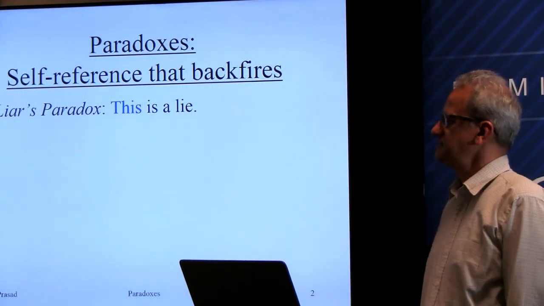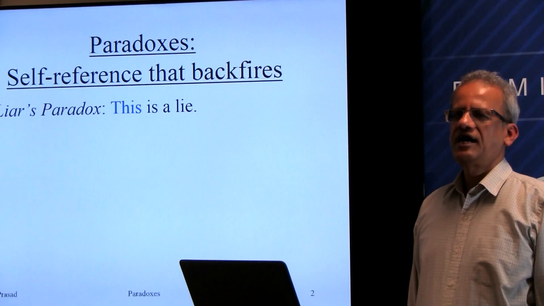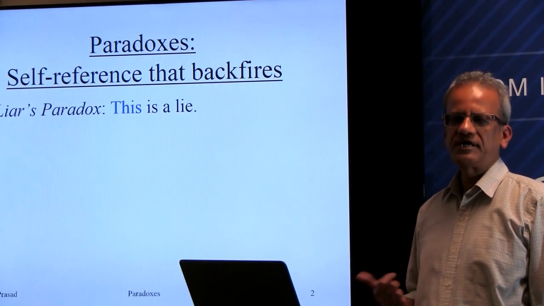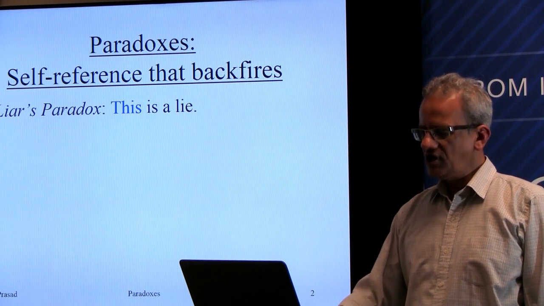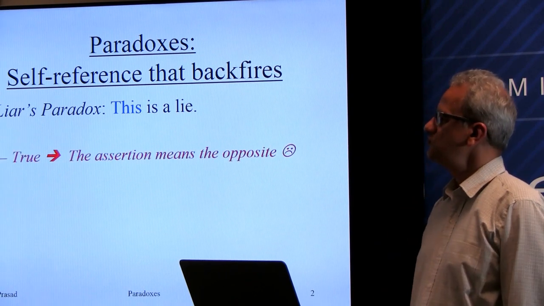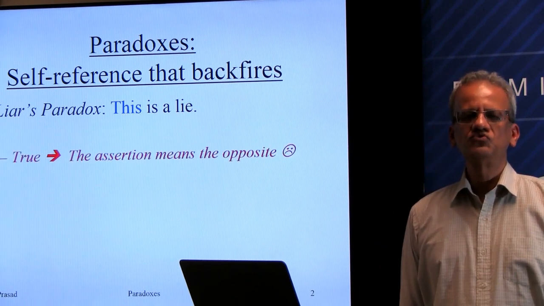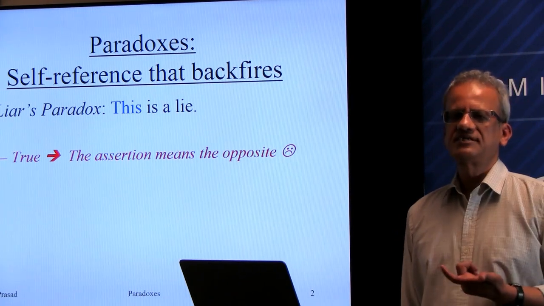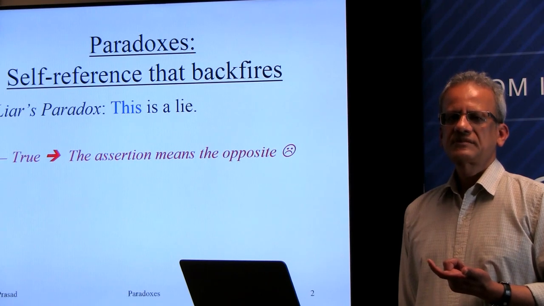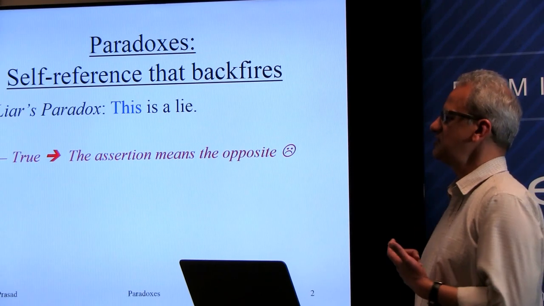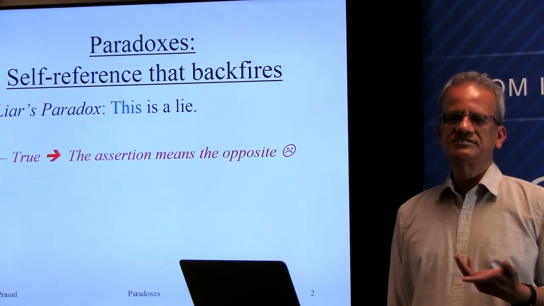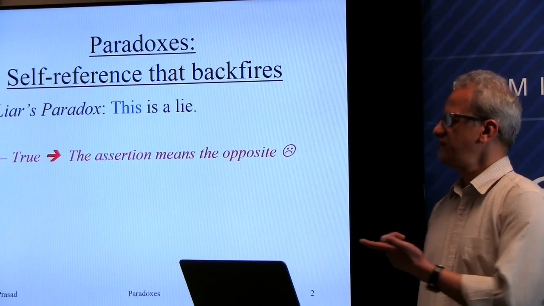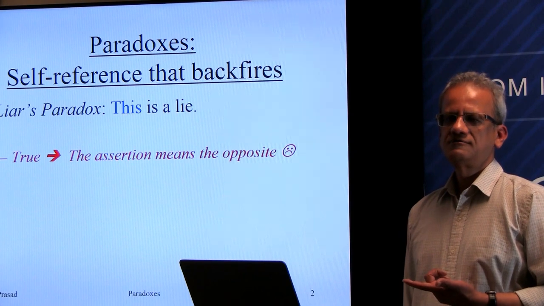It just says, this is a lie. There is a self-reference there, so the statement is talking about itself. Now, if you think it is true, and then try to understand what the sentence is saying, you will come to the conclusion that the assertion is actually saying the opposite of what we just concluded.